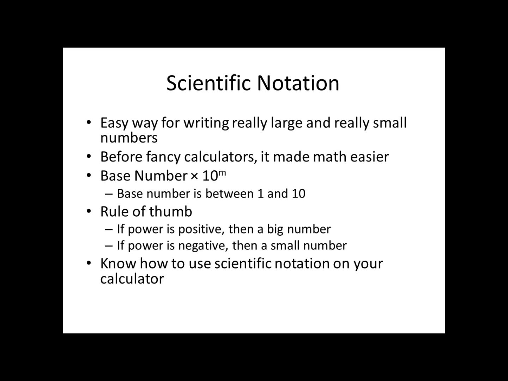Now, scientific notation is always made up of a base number multiplied by 10 to some power. Now, that base number needs to be between 1 and 10. Here's a rule of thumb for you. If that power on 10 is positive, it's a big number. If that power on 10 is negative, then it's a small number. Now, this is one of those few cases where we're absolutely fine with negative powers. Don't think you have to do anything weird because the power is a negative number in scientific notation.